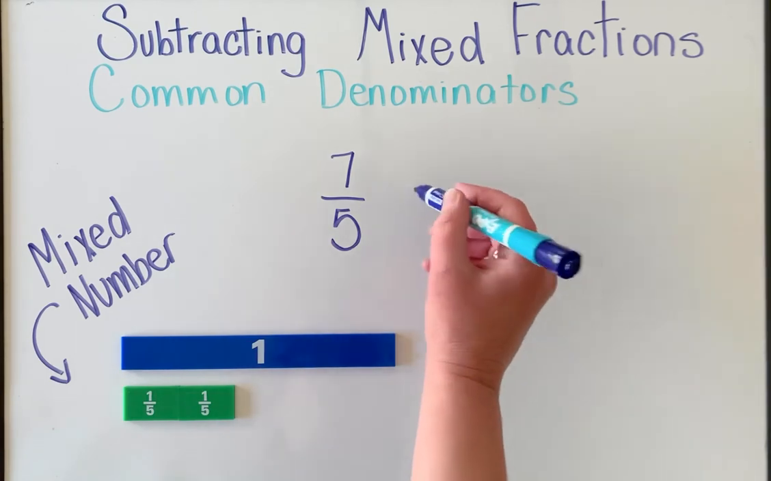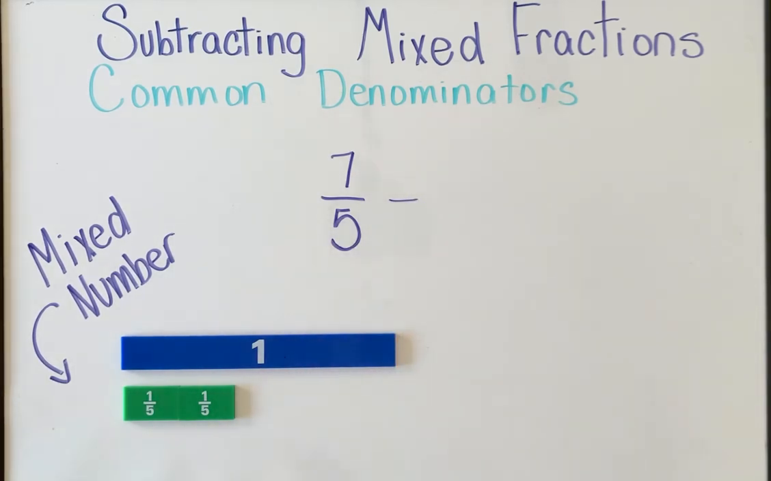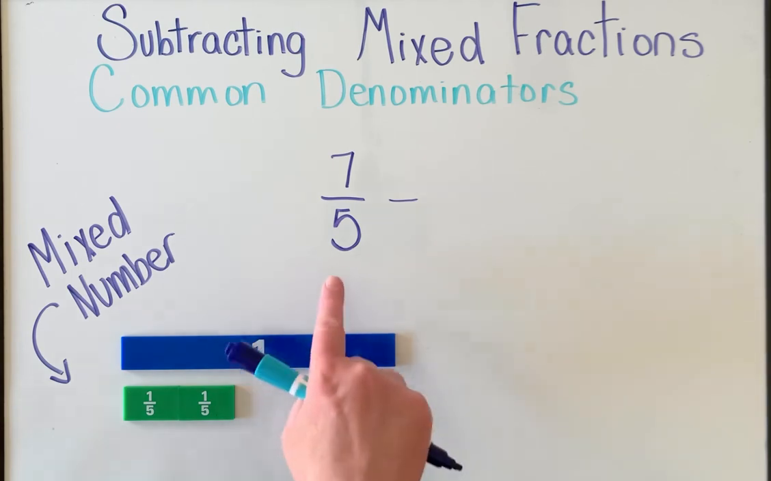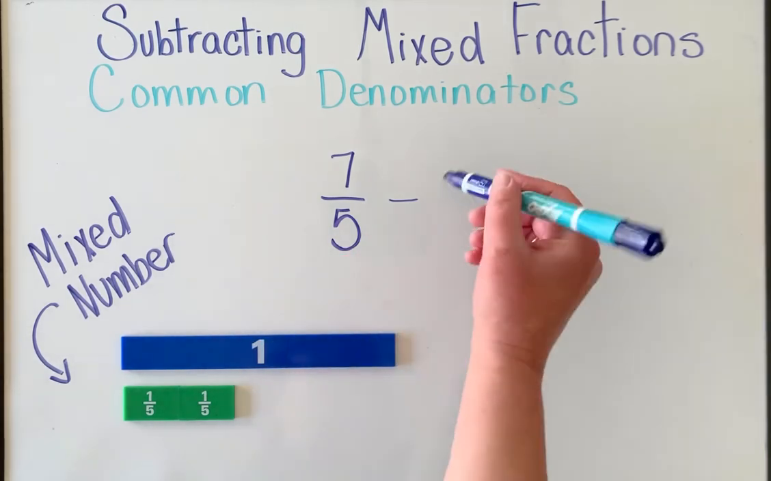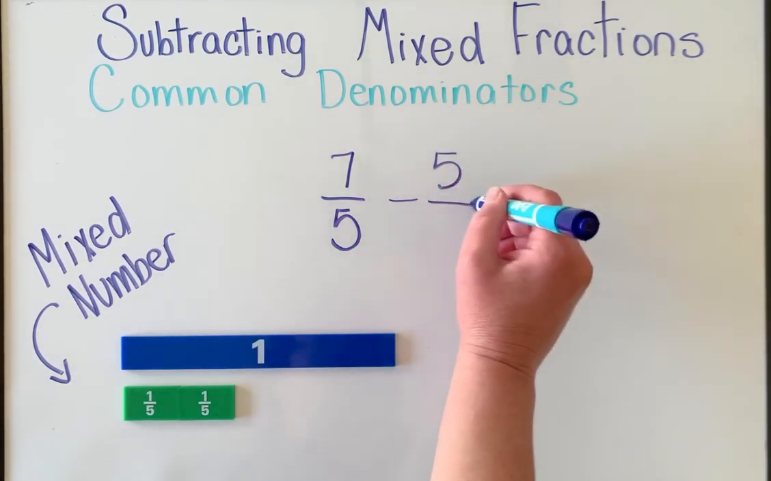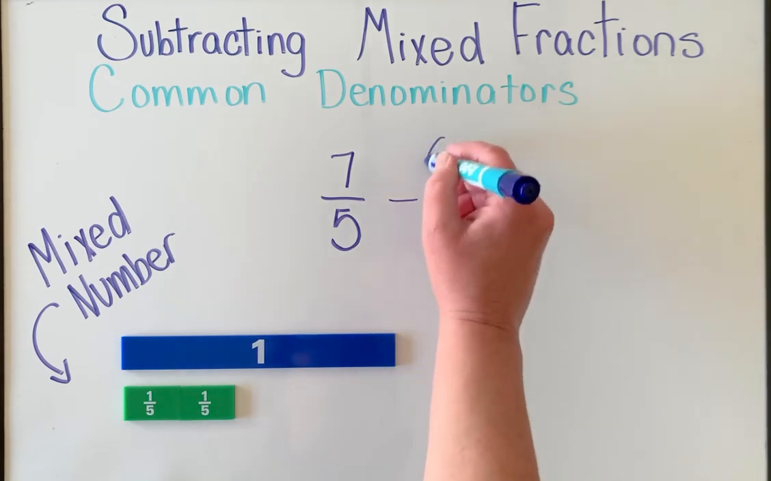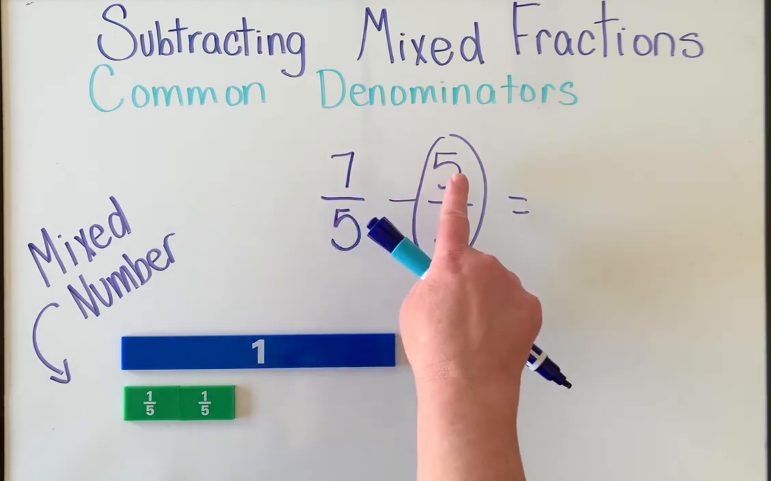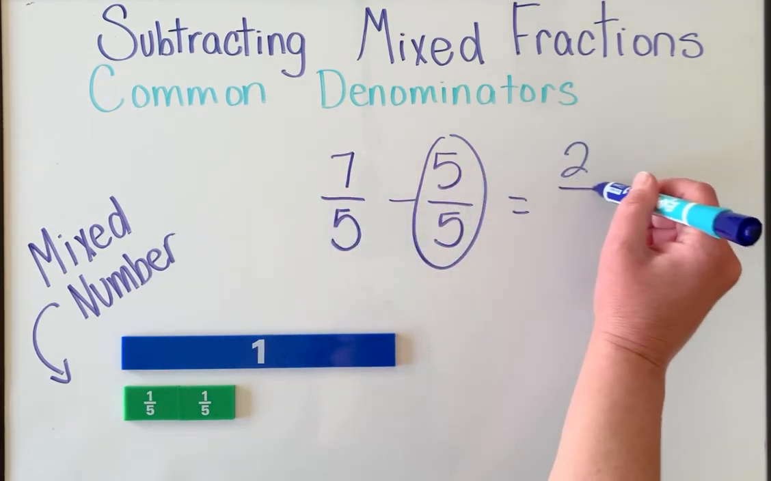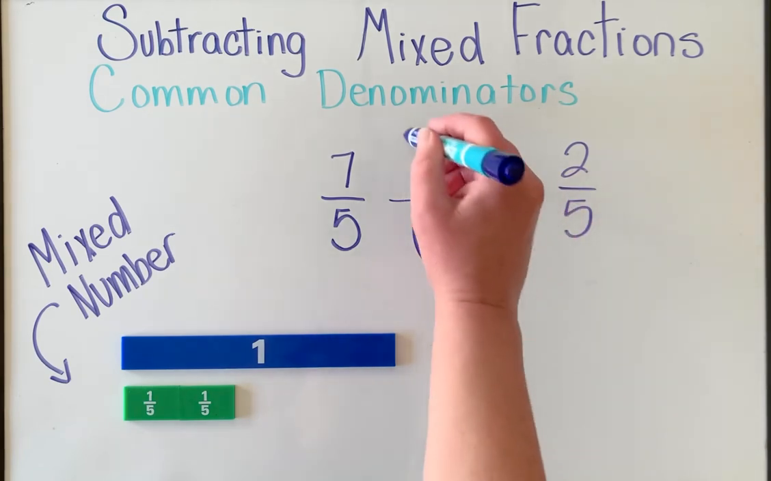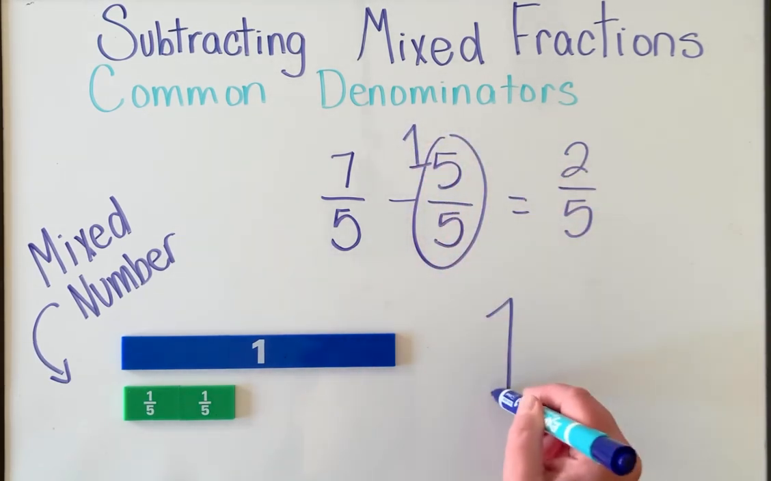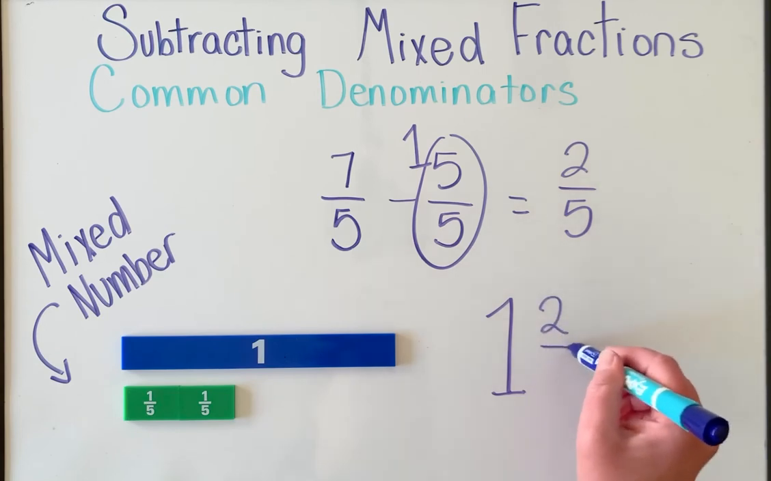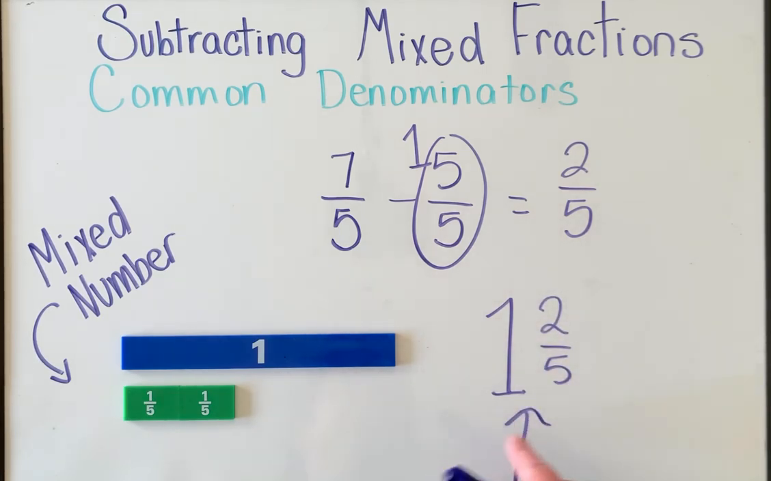To do that, we subtract or pull out a whole. Knowing that my denominator is in fifths, I know that a whole is going to be 5/5. When I take 7 pieces and subtract 5 pieces, that leaves me with 2/5. Here is one whole and 2/5. So this is what's known as a mixed fraction. Now we can subtract those. Let's look at some examples.